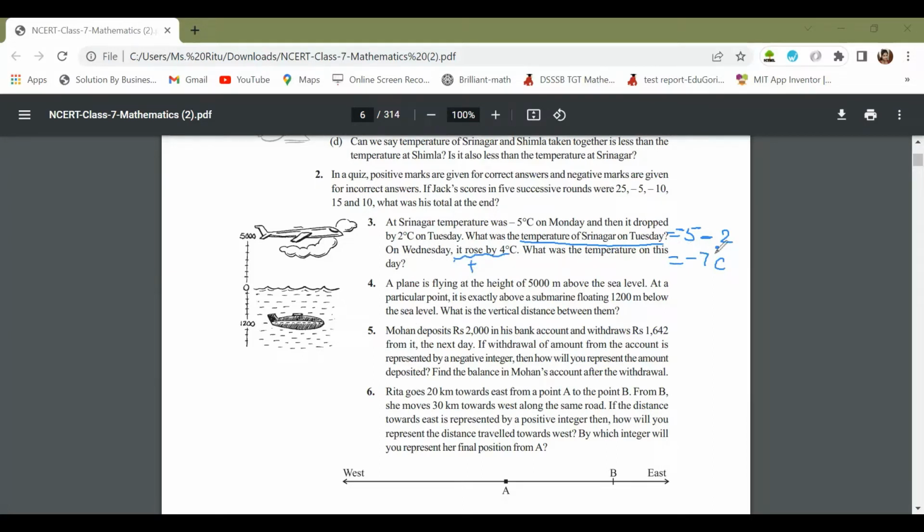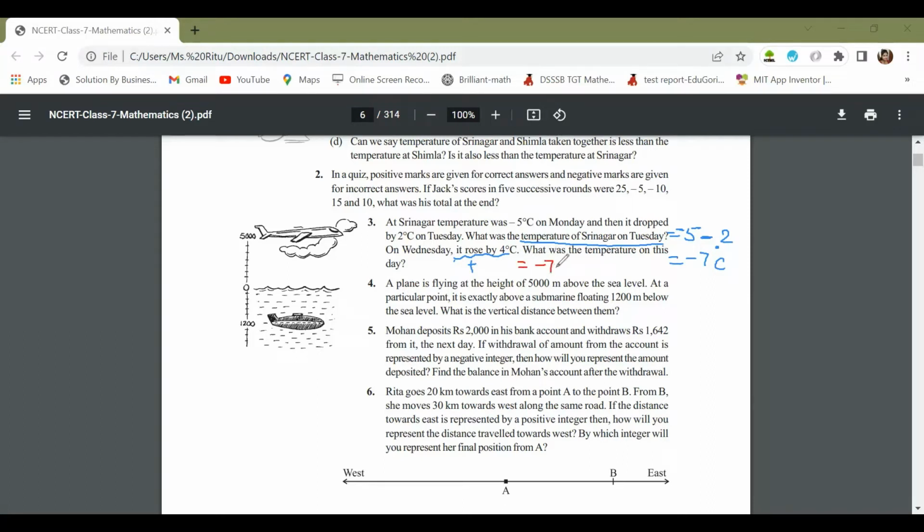Okay, so Tuesday ko temperature ab ho gaya -7 degrees Celsius aur Wednesday ko jo hai woh 4 degrees badh gaya. So Wednesday ko temperature kya hoga? What you will write? Now the temperature rose by 4 degrees Celsius on Wednesday. This line you will add, and after that you will write temperature on Wednesday equals to how much?